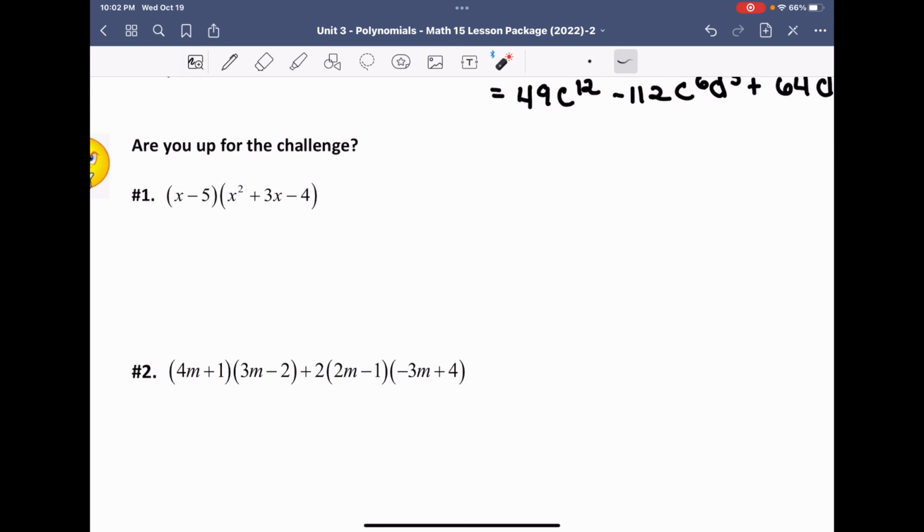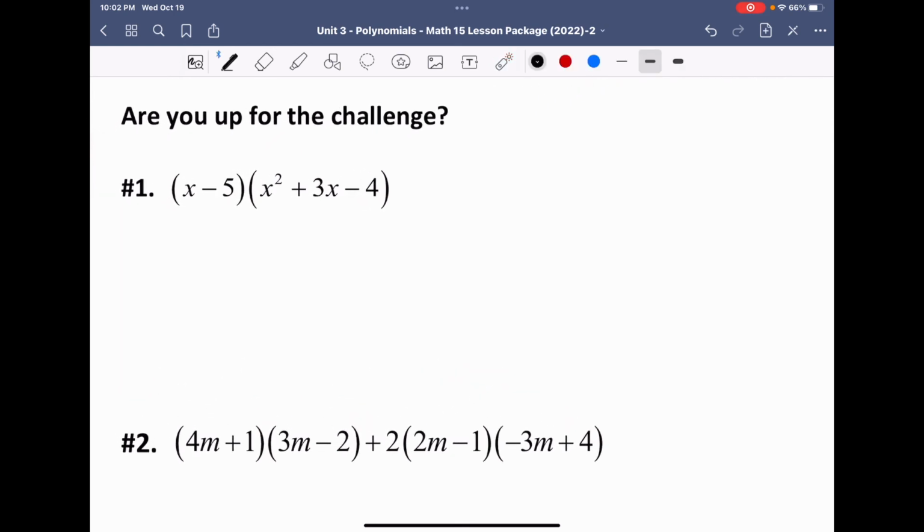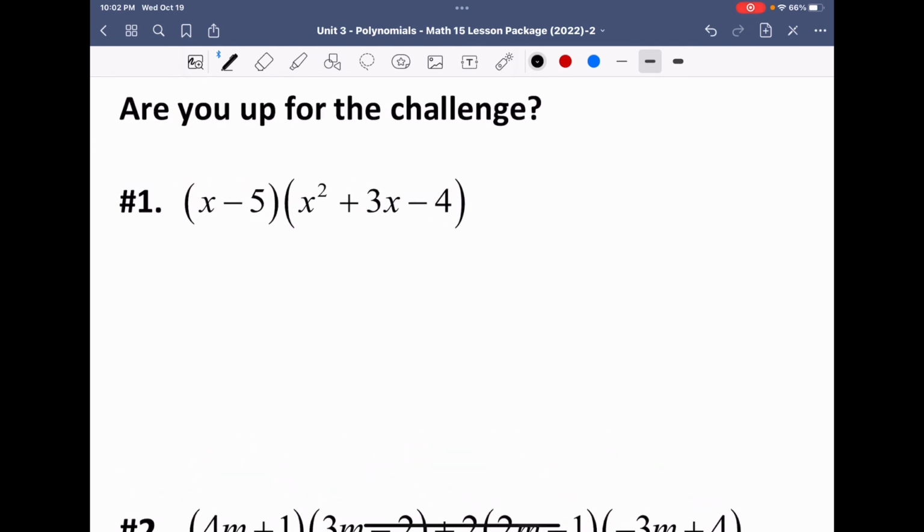We have a binomial times a trinomial. This is going to be the exact same thing that we've been doing before. However, we're going to add one little layer here. Instead of a binomial multiplication being a simple FOIL of 4 things, now it's going to be one more thing on top of that. Here's what I mean. If I multiply this using our FOIL technique, I have to multiply x times x squared, x times 3x, x times 4. And then I have to multiply the negative 5 to each. But I'm going to start by multiplying x to each of the terms in the trinomial.